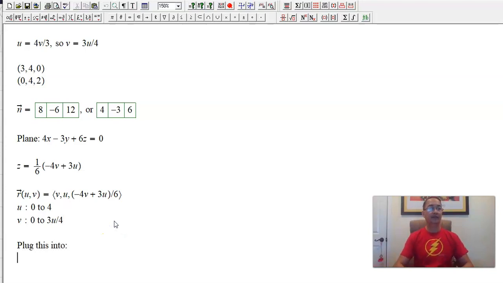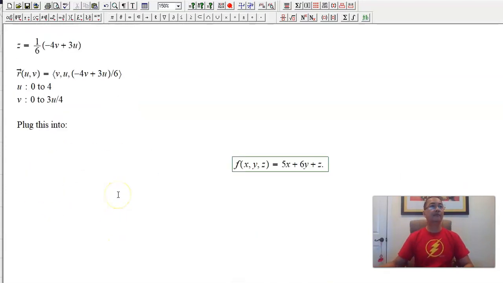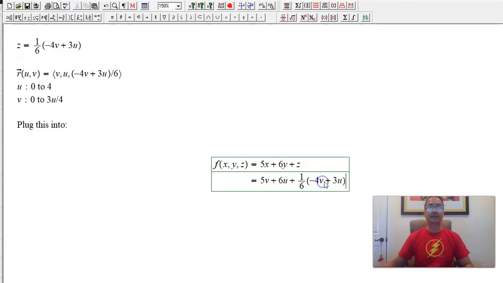Plug this into... Here we go. So we will get 5x, so that's 5v, plus 6y, so that's going to be 6u, plus z, plus 1/6 of this. Okay, so simplify that. What are we going to get? We're going to get that as our integrand.